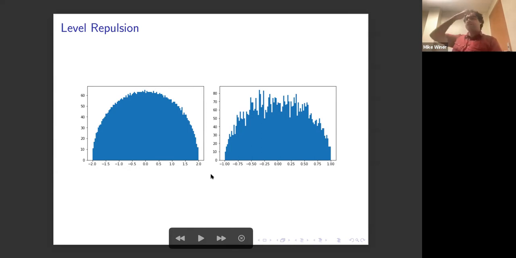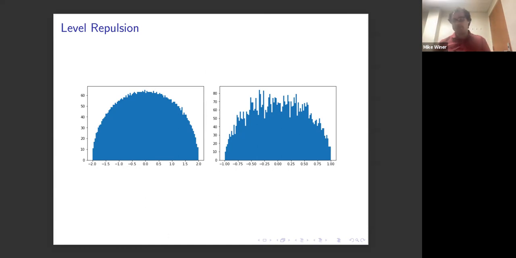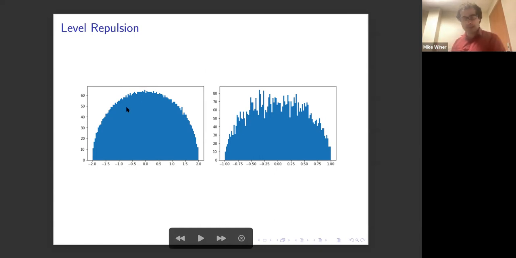And oftentimes, when you're reading some paper about a famous chaotic system like the SYK model or whatever, they're going to have a plot of an energy density histogram like this. And you'll always notice, wow, this is an incredibly smooth histogram. And there's a scientific reason for this. It's because the energy levels in a matrix repel.